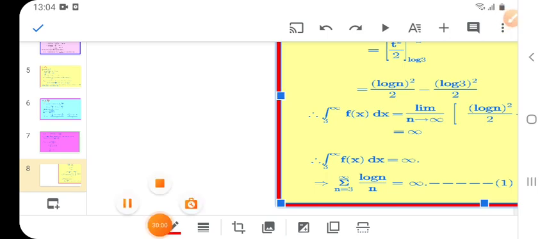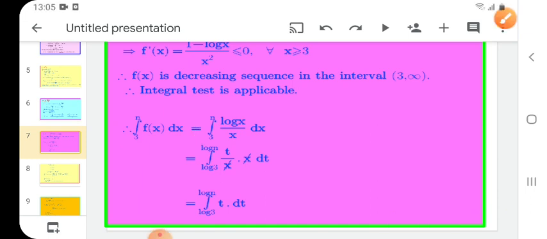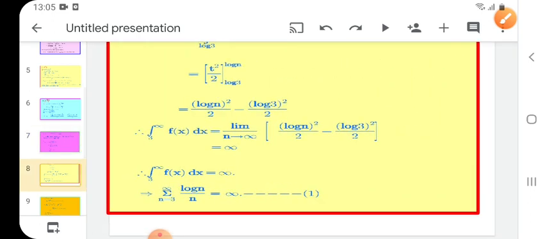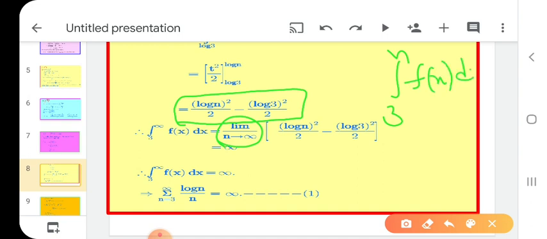See here, first I find the value from 3 to n of f of x dx. Only 3 to n. Now I find the limit as n tends to infinity of this value. What is the value from 3 to n here? log n whole square by 2 minus log 3 whole square by 2. Now I find this limit as n tends to infinity.